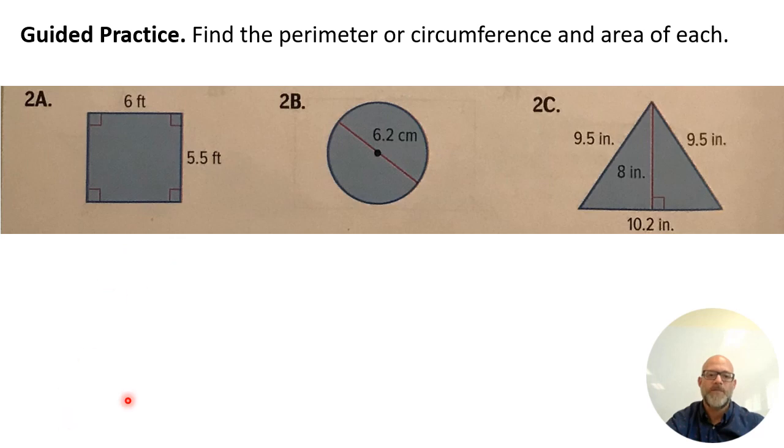All right, why don't you try these? You can pause it and get the perimeter, circumference, and area of each.